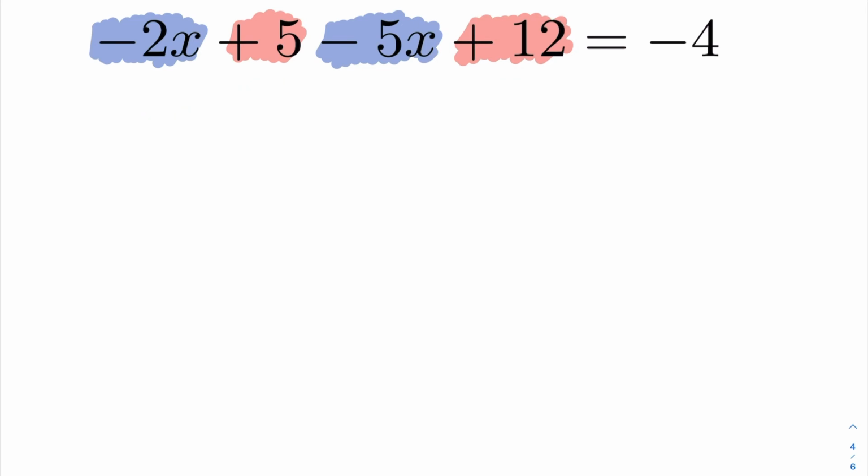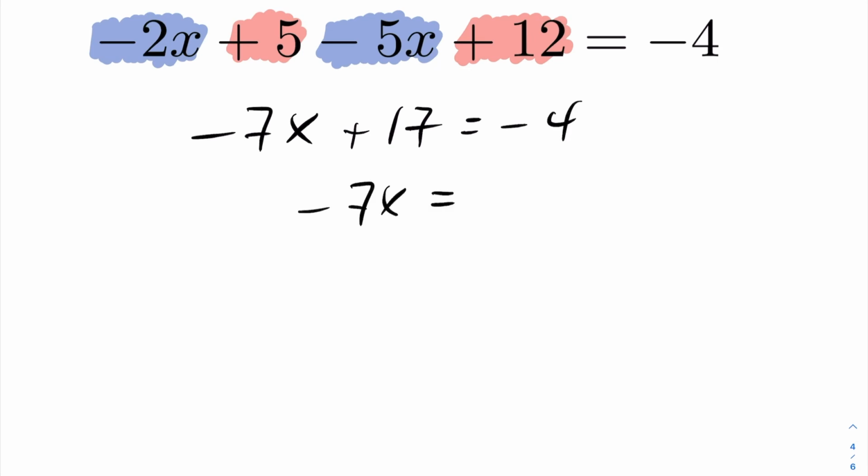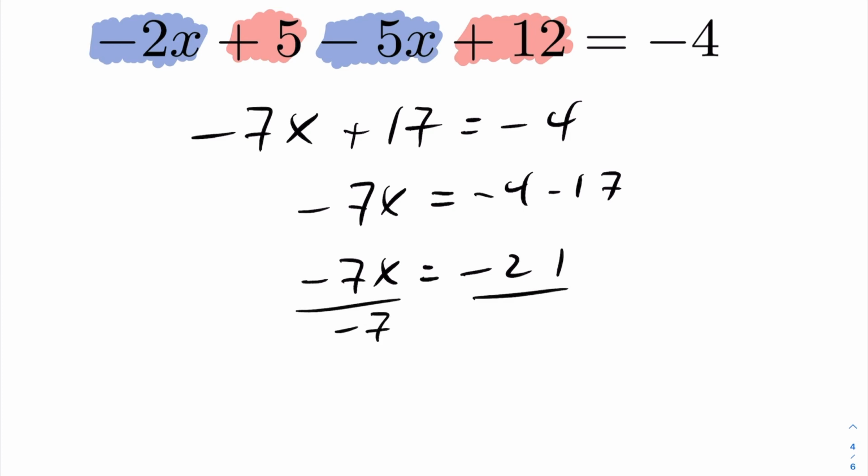Collecting up our variables here, we have minus 2x minus 5x. And again, notice I grabbed the sign in front. So negative 2 minus 5 is negative 7x. And collecting up those numbers here, we'll get plus 17 equals negative 4. We want to solve for x. I'm going to subtract 17 on both sides. And I get minus 7x equals negative 21. And now we divide across by negative 7. This will reduce to become a 1, so you don't even have to write that. And then this becomes x equals 3.